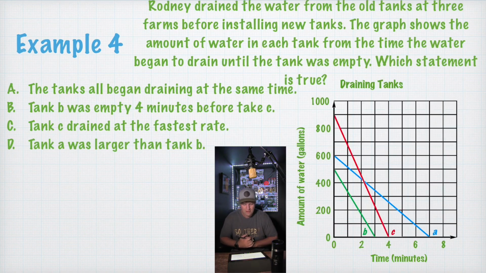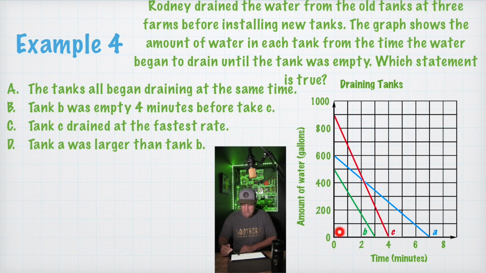So, example 4. Rodney drained the water from the old tanks at 3 farms before installing new tanks. The graph shows the amount of water in each tank from the time the water began to drain until the tank was completely empty. Which statement is true? So, A says the tanks all began draining at the same time.